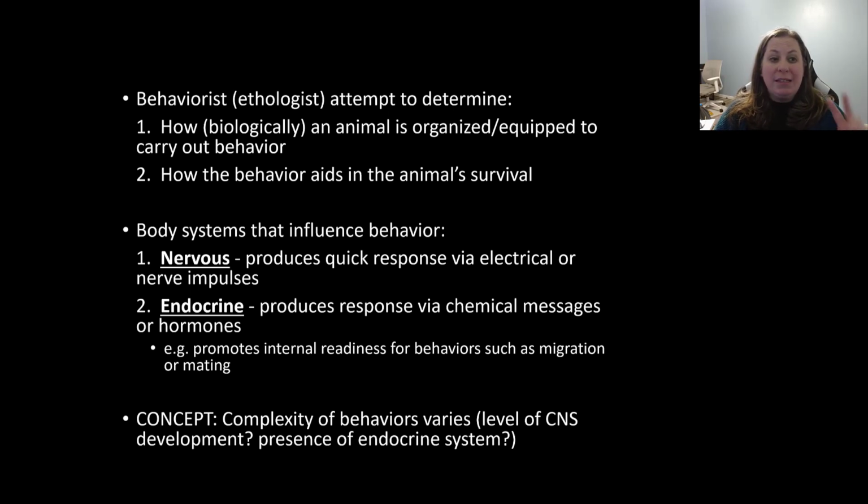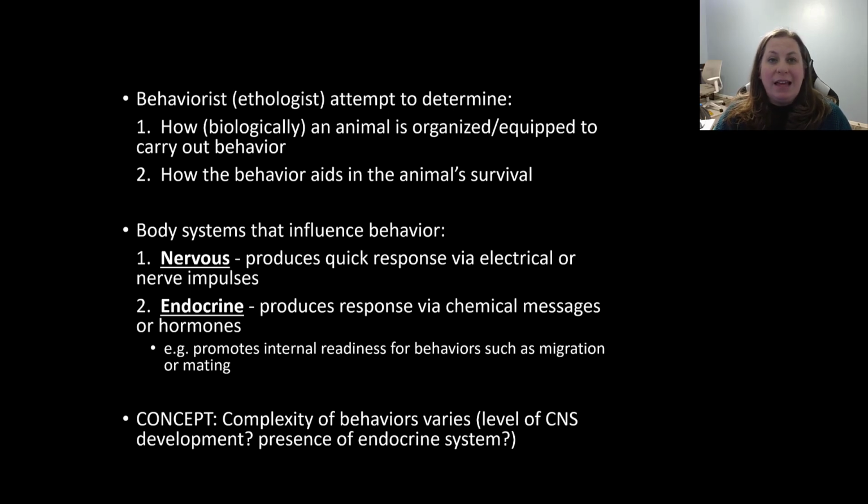So if an organism has both a developed nervous system and a developed endocrine system, their behaviors are going to be more complex. If they're lacking one of these systems, or these systems are more primitive, their behaviors are going to be more simplified. Okay?